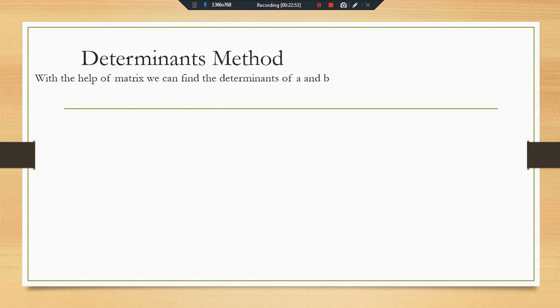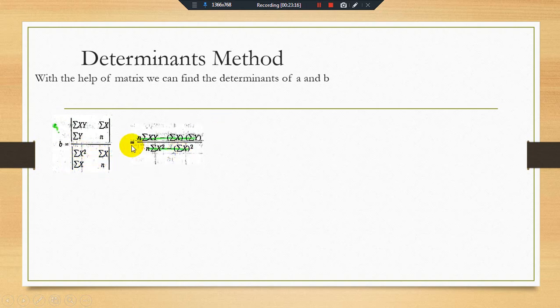Okay, the last one is the determinants method. With the help of determinants we can find the determinant of a and b, and then we can divide the determinant of this part and this part. If you multiply by this and then multiply by this and this, we get this formula, and this is the formula of b with the help of the determinants method, and this is the formula for a with the help of the determinant method.